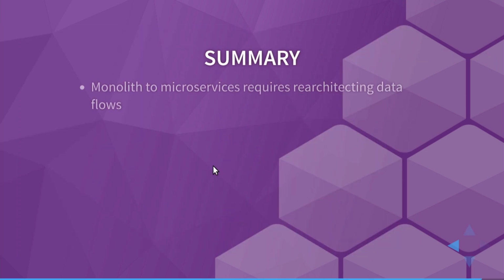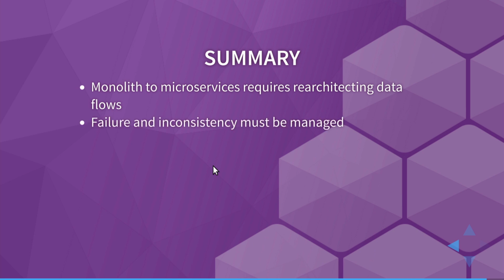So, what have we seen today? We've seen that when you convert from a monolith to microservices, you can't just simply get rid of your monolith but have everything kind of the same with all the same method calls replaced with REST calls. We've seen that failure and inconsistency must be managed. Otherwise, you end up in a situation that's worse. With a monolith, if it goes down, it goes down. But when you've got microservices, when something goes wrong, things can get a lot worse.